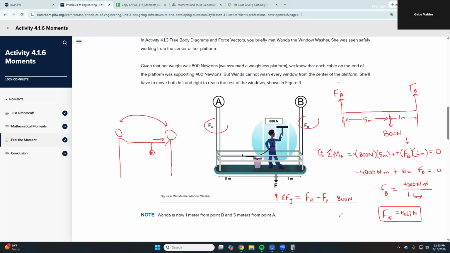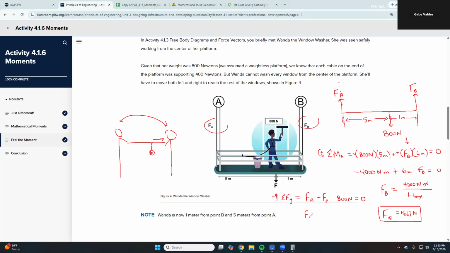I only care about distance when I calculate moment, because moment is force times distance. So when I look at my free body diagram here and I'm summing up forces, I just care about the directions of the forces. By convention, anything up is positive, so FA and FB are positive. The 800 is downward. Now, if this is a balanced situation, then static equilibrium says the sum of the forces should be zero.